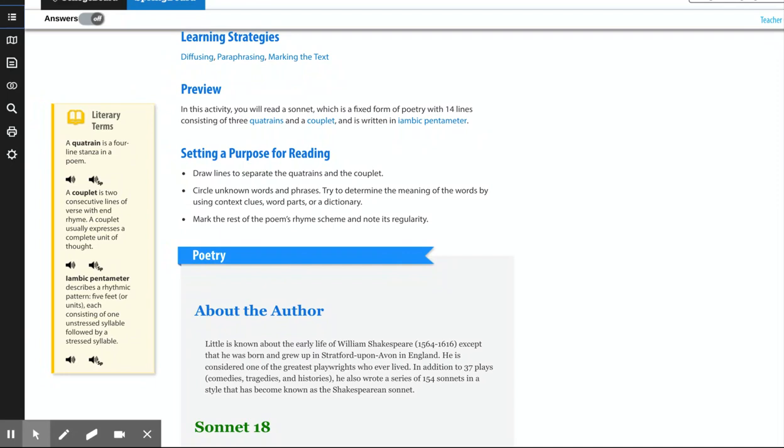The next term we need to know is couplet. So a couplet is 2 consecutive lines. So 2 lines that are back to back that are part of verse and have end rhyme. So the very ending of each of the lines in a couplet rhymes, sounds the same. So the other thing about a couplet is that it usually expresses a complete unit of thought. So it has a real message to it just in those 2 lines.